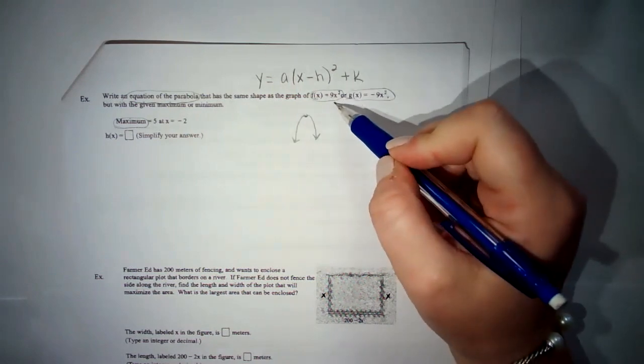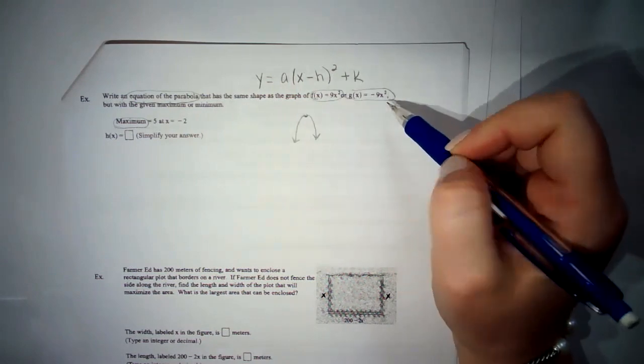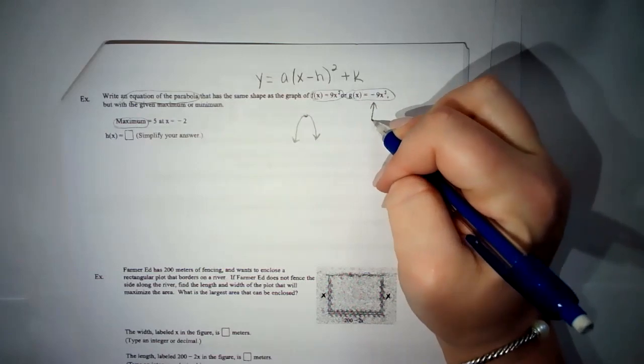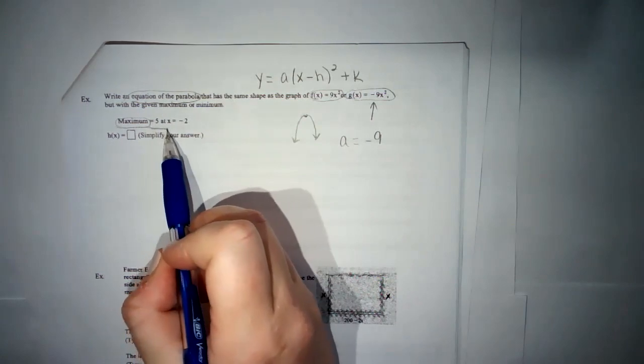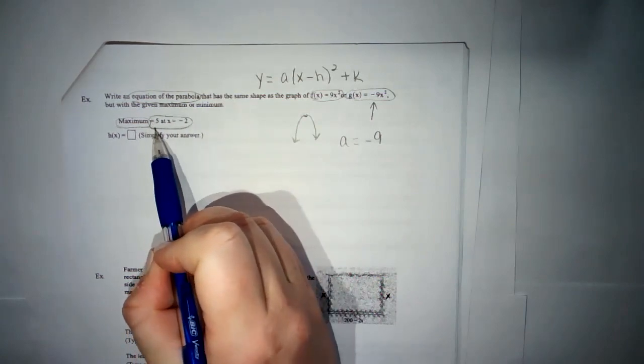Is our A going to be a +9 or a -9? A -9, because we're opening down. So now we're able to use that first piece of information. Does that make sense? So it's kind of like your little detectives on a detective hunt. Okay, so there we go. We're opening down. We have an A of -9. Okay, perfect. Then it tells us where the maximum is located.